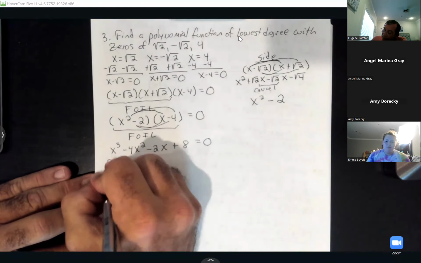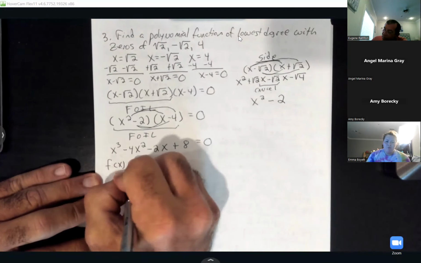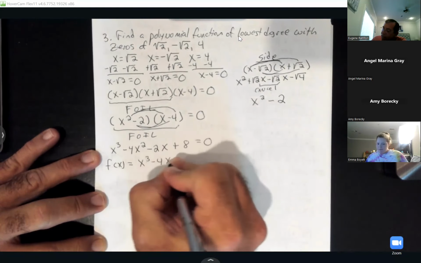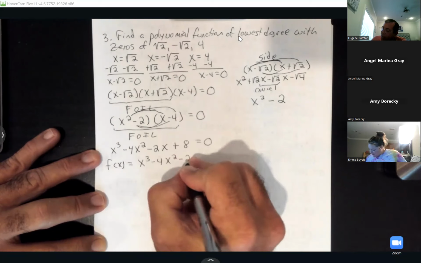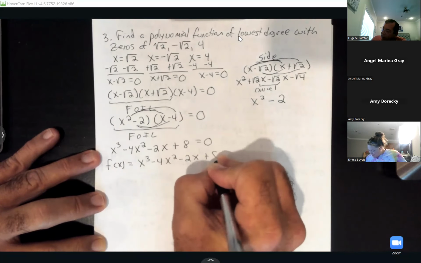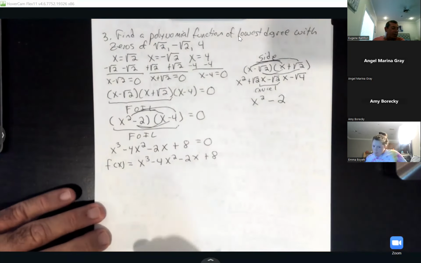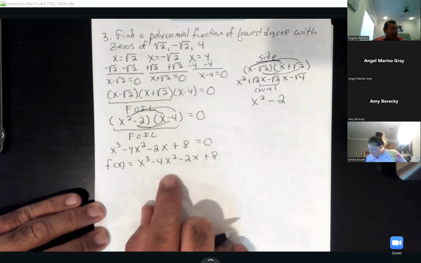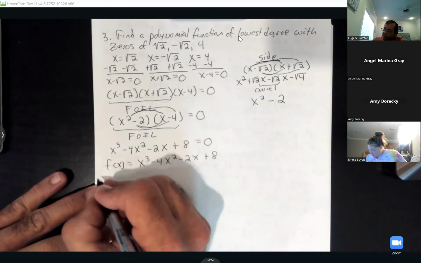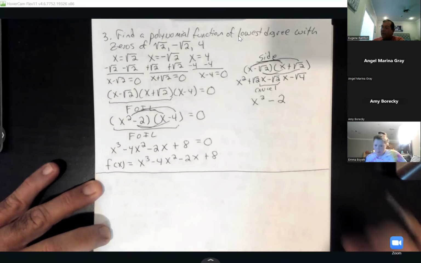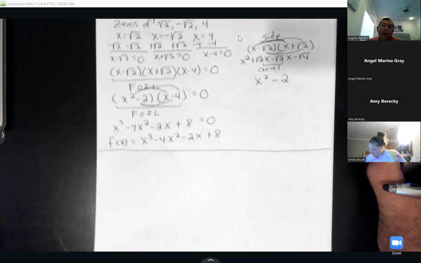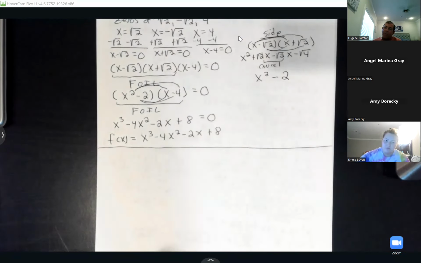So on this, all MathLab wants is the actual function, which is x to the 3rd minus 4x squared minus 2x plus 8. So on that one, they give you like 4 answers, and you just got to pick the one that matches ours. So y'all, that is how you find a polynomial if I give you some of those zeros, okay?